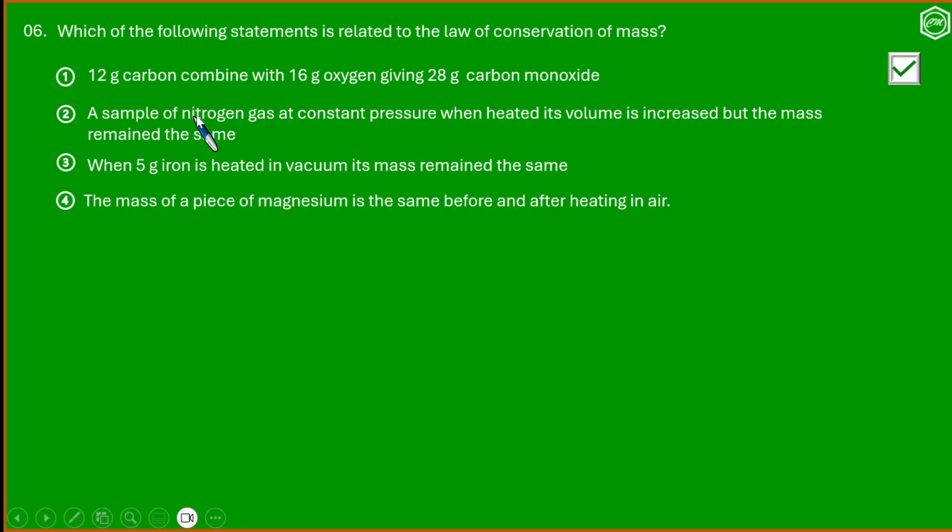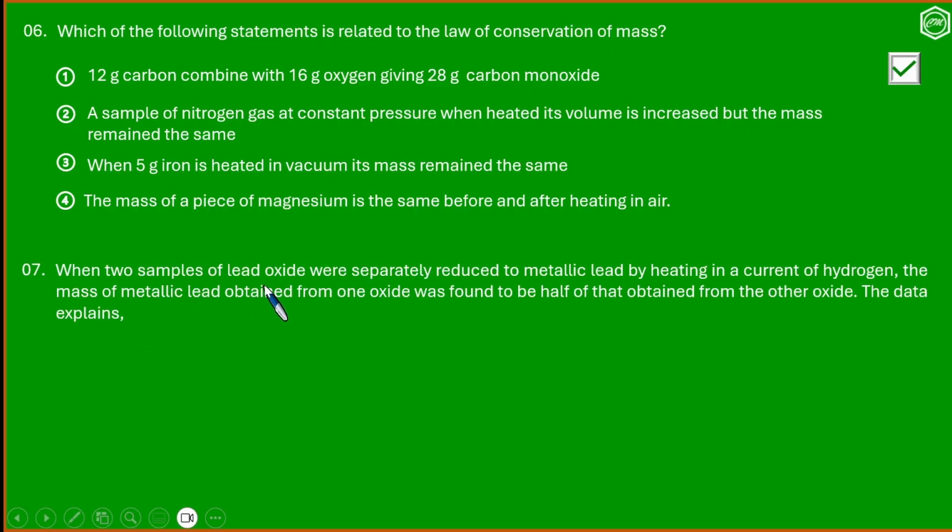In option 2, sample of nitrogen gas at constant pressure when heated, its volume is increased, and that is not related to any law. When 5 gram iron is heated in vacuum, its mass remains the same. In this case, only temperature increases. The mass of a piece of magnesium is the same before and after heating in air. This is not the same. Mass will be different. Magnesium will be converted to magnesium oxide.